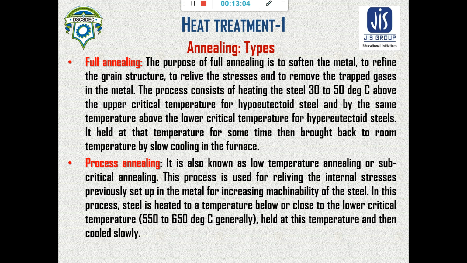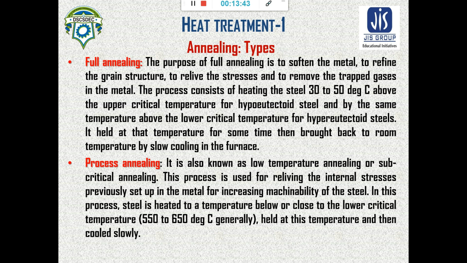First, there is full annealing. The main purpose of full annealing is to soften the material and to refine the grain structure. So grain refinement is the main objective of full annealing, to relieve the stress, and to remove the trapped gas in the material. Why is there trapped gas? Because in case of casting, gas can be entrapped inside the material. That entrapped gas can be removed by using the full annealing process. So after casting, full annealing is a very necessary process.